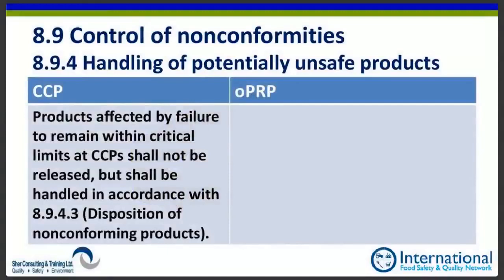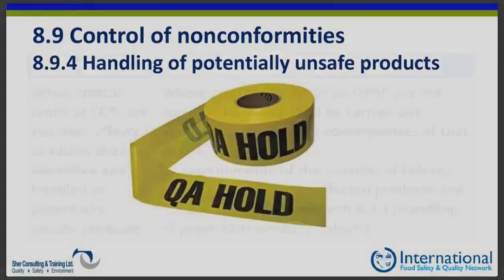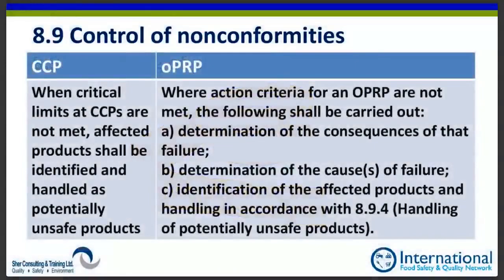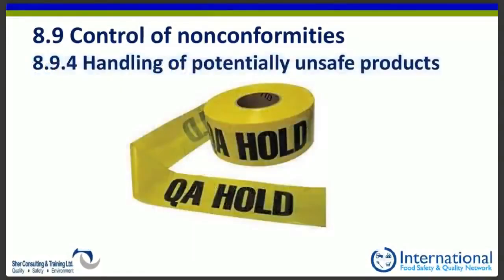Okay. And now we're talking about 8.9.4. So what this made reference to is here. I went back. So it says, when critical limits are not met, potentially unsafe products will be handled as potentially unsafe. And here it says, according to handling potentially unsafe, 8.9.4 is the standard clause for handling potentially unsafe products. It's what we usually would call the non-conforming product clause.